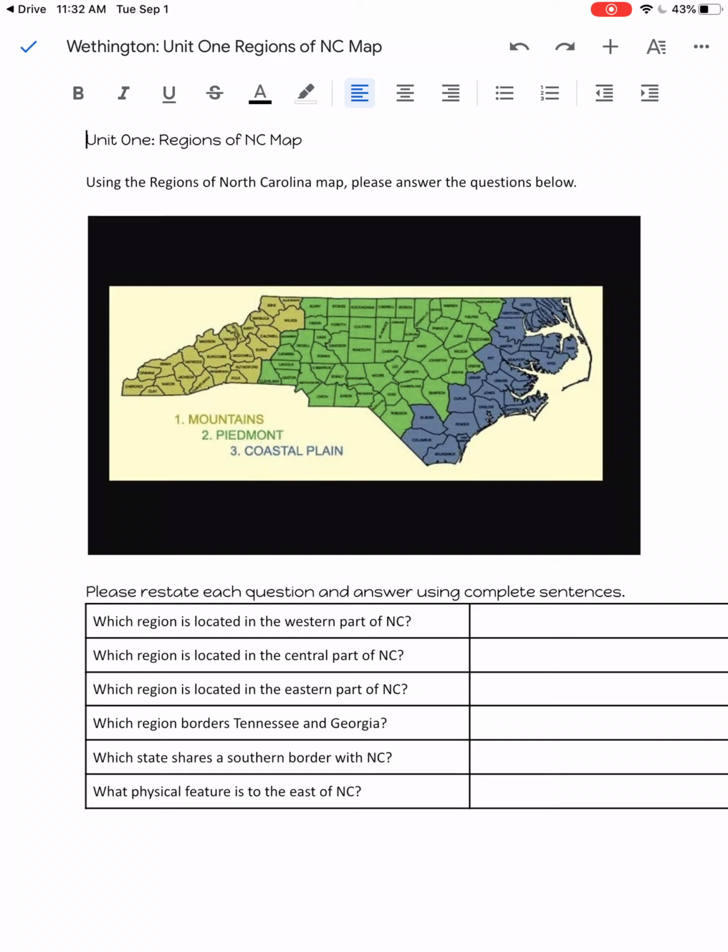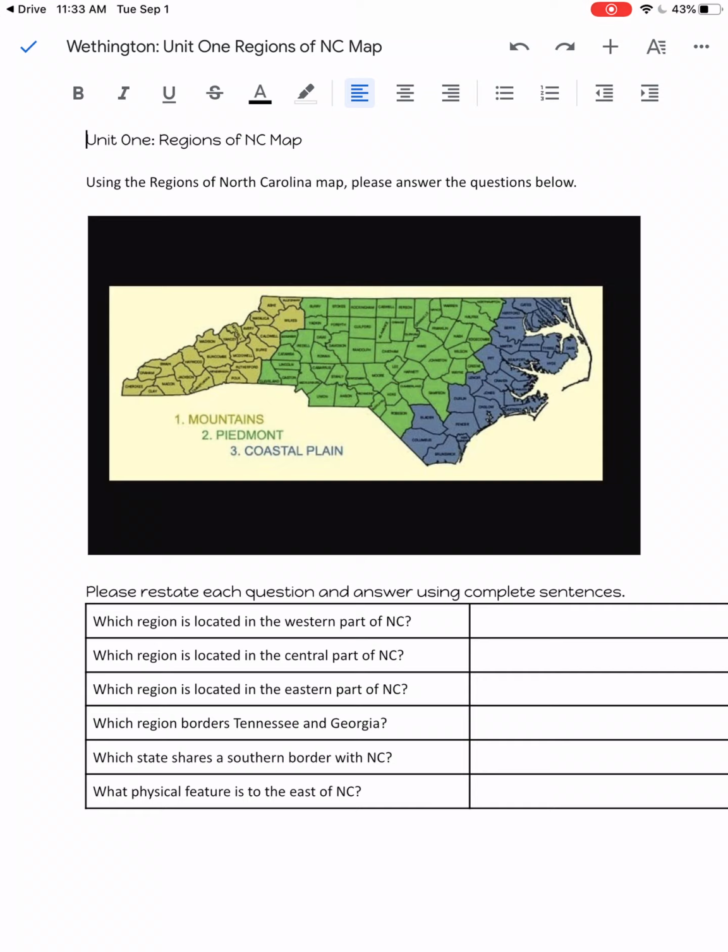And what region is located in the eastern part of North Carolina? That would definitely be the coastal plain, where we live. Well, actually, we live in the Tidewater subregion of the coastal plain. The Tidewater subregion is anything that touches the water, like the ocean. And since Craven County is right there where the Neuse River opens up going towards the ocean, we are on the edge of Tidewater. So definitely Craven County and anything more eastward would be the Tidewater subregion.